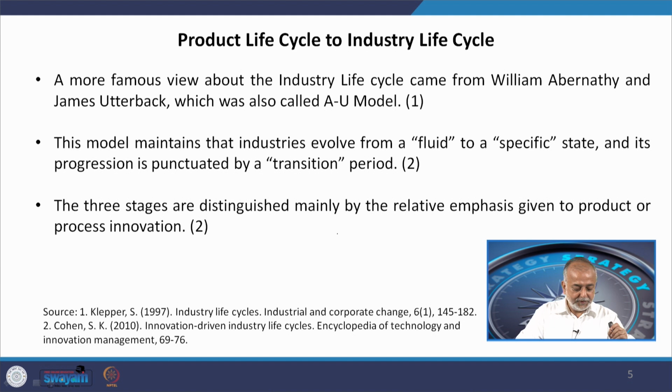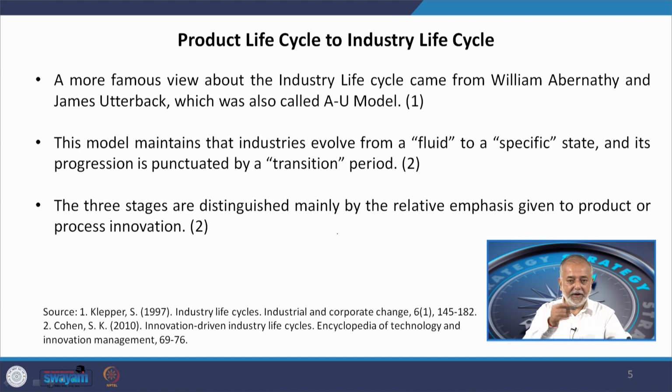Then the author, Kepler, talks about, and here we have taken a clue from Cohen also, wherein the 2 points after the first point are taken from Cohen. So, Cohen S.K. 2010, Innovation Driven Industry Life Cycles, Encyclopedia of Technology and Innovation Management, pages 69 to 76. But the first point we have taken from Kepler, wherein he says a more famous view about the industry life cycle came from William Abernathy and James Utterback, which was also called the AU model. So, he has given us three kinds of perspective: Williamson, Dr. Drew, and William Abernathy and James Utterback.